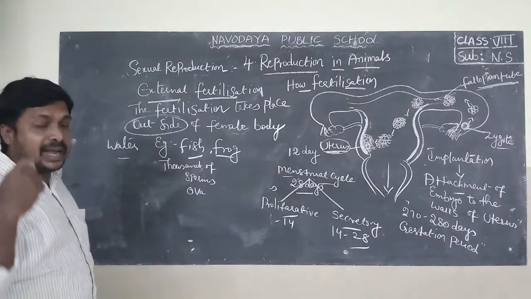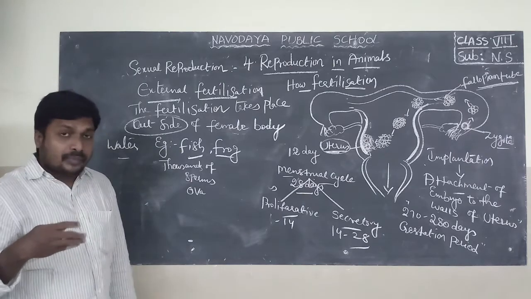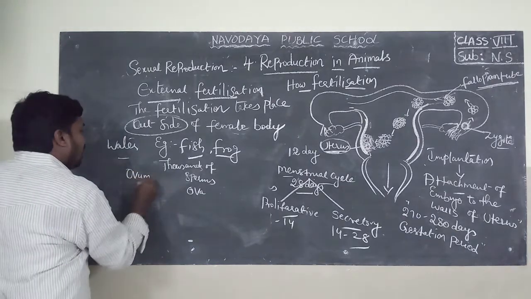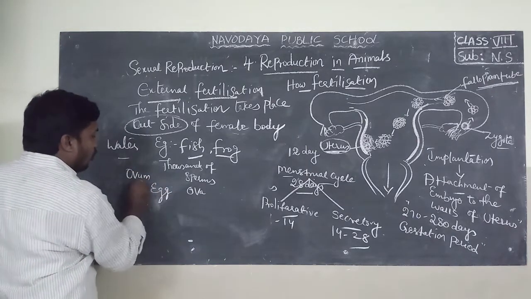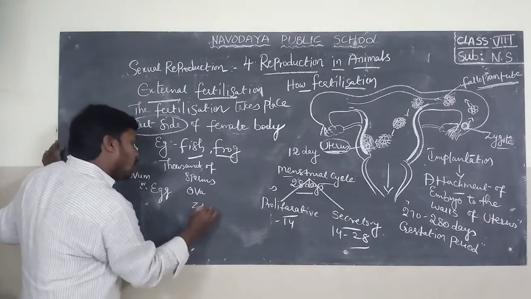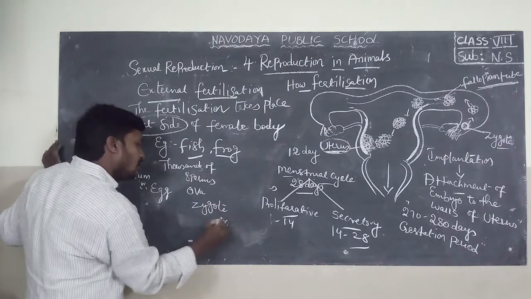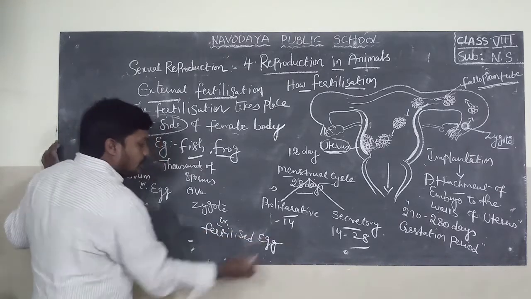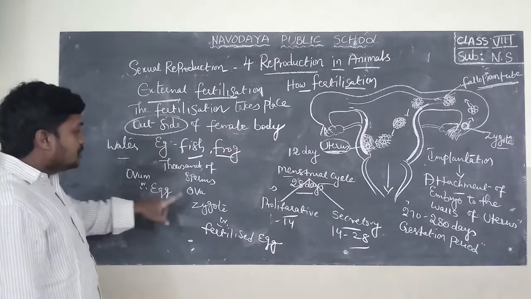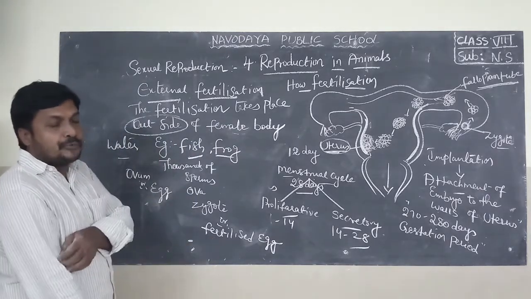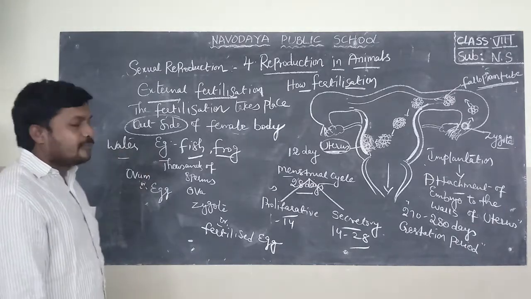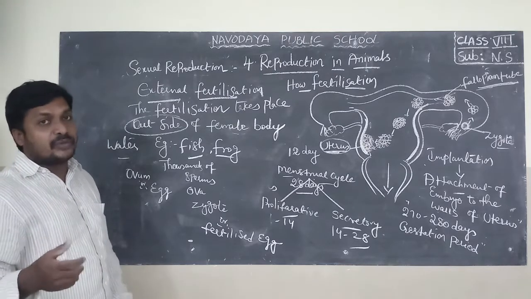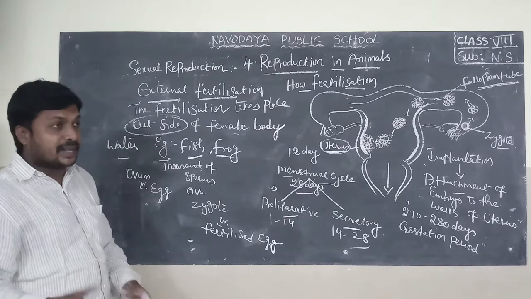I'll ask one question. Why do they release more eggs? Do you know, children? Ovum or egg, same. Zygote or fertilized egg, same. If you observe, the male fish releases thousands of sperms in water, and the female fish releases thousands of eggs in the water. Fusion takes place outside of the body.